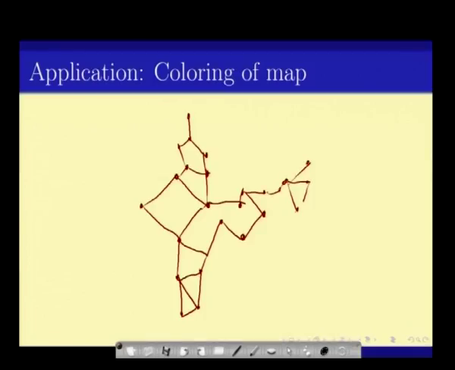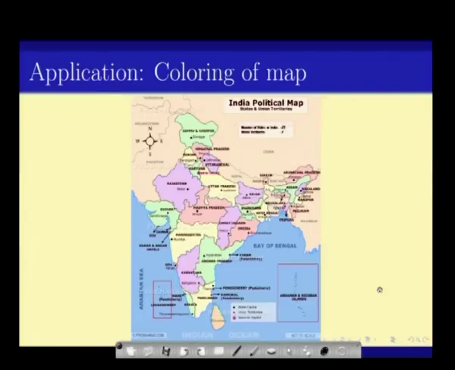And now, the question is how many colors do you need to color the map of India? Is 4 sufficient? Is 5 sufficient? Is 3 sufficient? And so on and so forth. One can ask various questions of that form. So, if we have an algorithm to solve it, then we end up coloring the map of India using that set of colors. So, this is an example of where a graph can be used for coloring of maps.